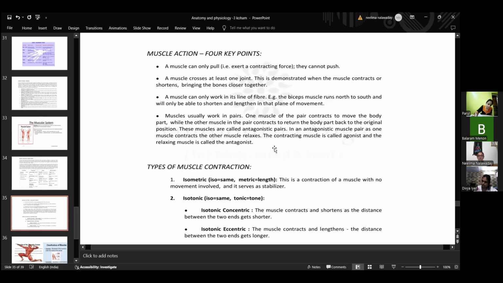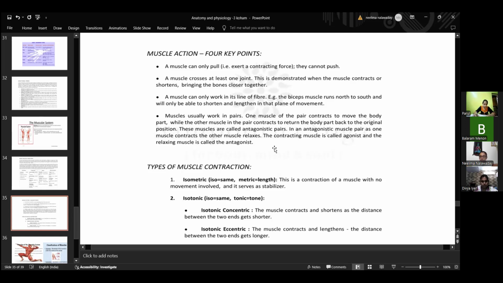So when we want to improve the range of motion of a joint, we have to work on this muscle contraction and stretching. Stretching is another part that I will explain in short. So, isometric contraction. Iso means same, metric means length. The length of the muscle fiber is the same in this type of contraction. It is a contraction of a muscle with no movement involved and it serves as a stabilizer. It means the length is not going to change when muscle contraction is happening.